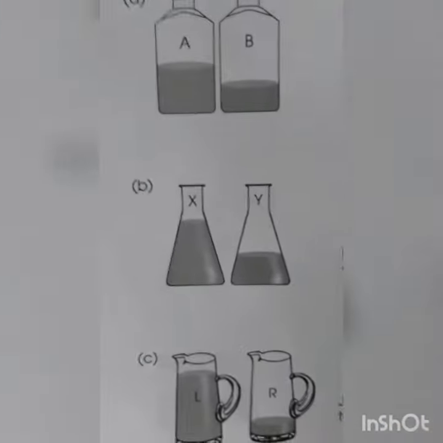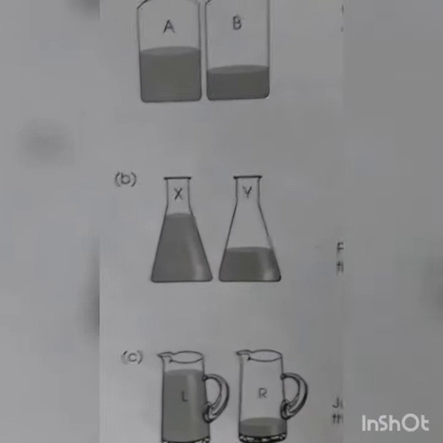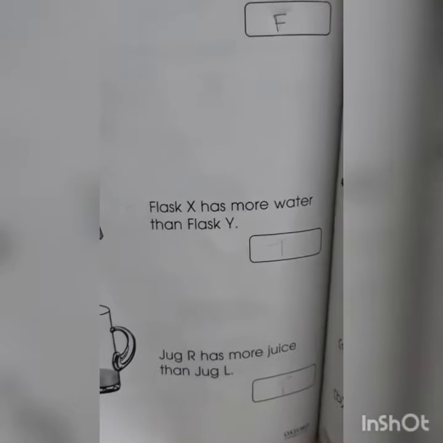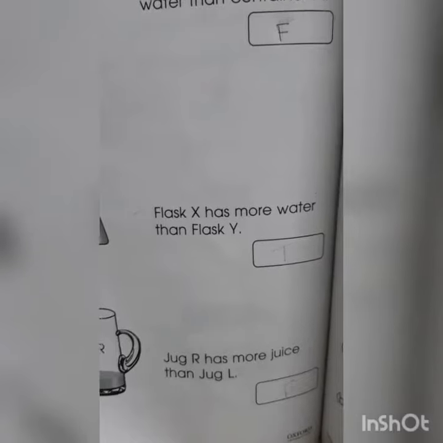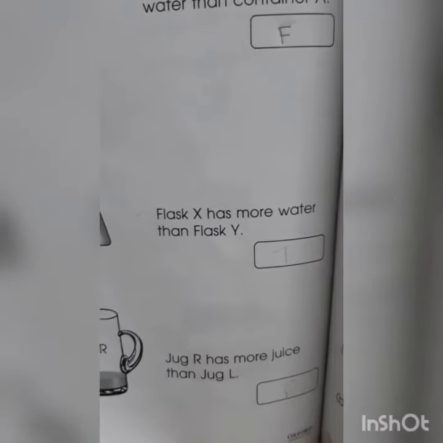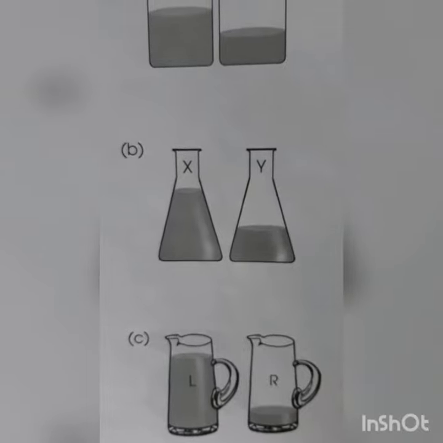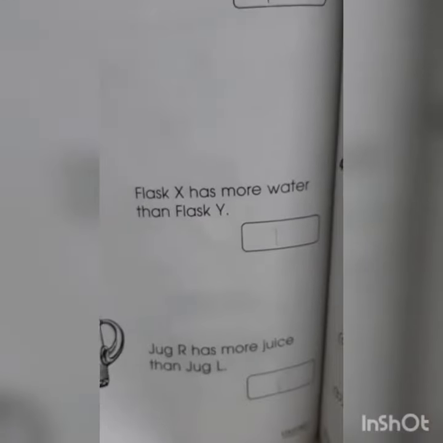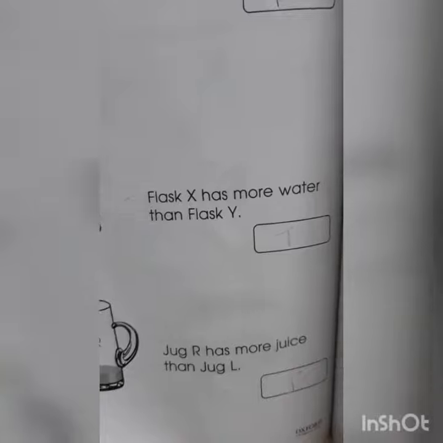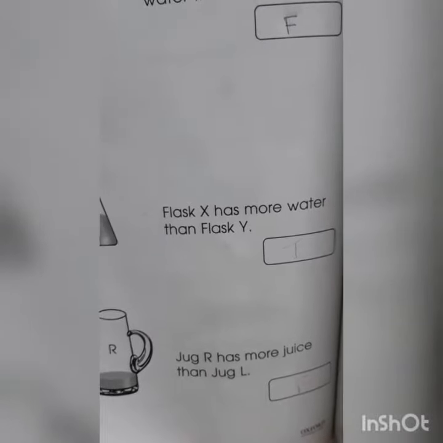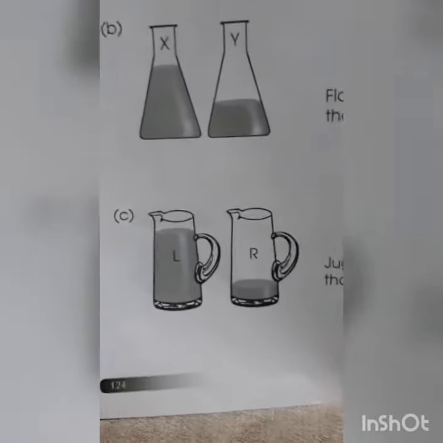Okay? Here we have X and Y. It says flask X has more water than flask Y. Again, you can just look at that. And then whoever said true, good job, everyone. And you can write true in the box. And then we have the last one.